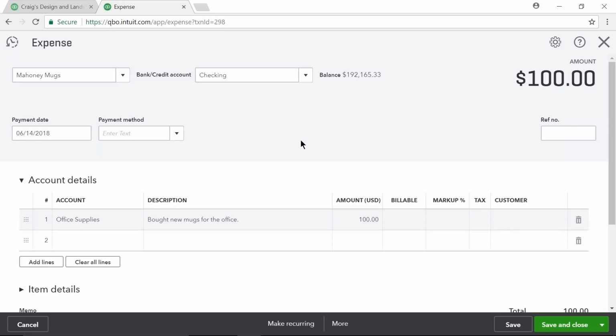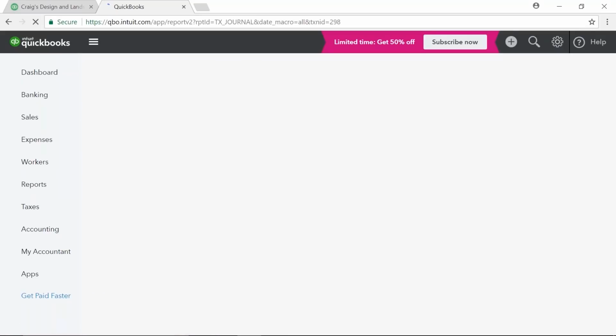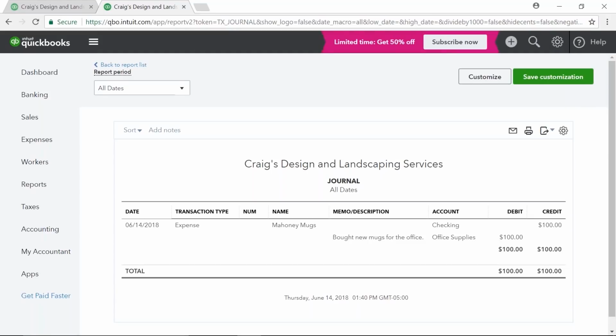Buried underneath the surface of this transaction, by clicking on More and then selecting something called Transaction Journal, that's going to give us a report that shows us the exact debits and credits in this transaction. Debit right here of $100 to office supplies and a credit of $100 to the checking account. That's the debit and that's the credit. So whenever you're learning about QuickBooks and learning about accounting and bookkeeping and all of that, these are happening all the time. We just don't see them because QuickBooks does it for us.